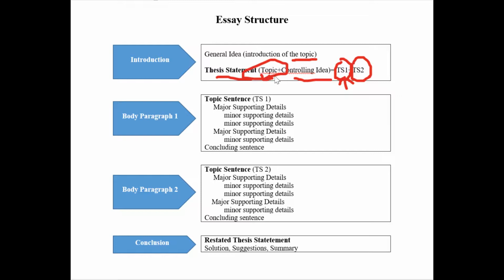And then, of course, you use major supporting details and minor supporting details to prove your statement, to prove your point of view. In the second topic sentence, again, you have to mention the topic and you have to mention now your second idea, second opinion about the topic. And in the conclusion, of course, you restate your thesis statement. You also have to mention the topic and your ideas, but this time you have to use different words to express the same.